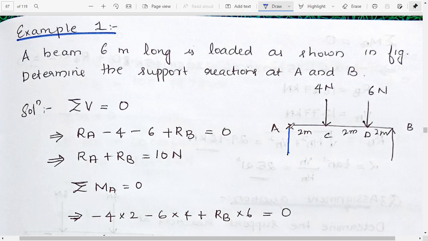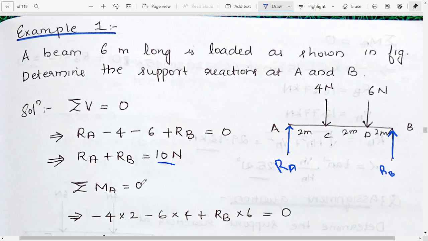So what we need to find here is that to hold this beam intact, there will be a reaction force. These are the reaction forces which are like this and this. Okay, and these are the forces which are applied on that beam. So if you are calculating the summation of vertical forces, let us consider this as RA and this as RB. So we'll have RA minus 4 minus 6 plus RB is equal to 0. From that we'll get RA plus RB is equal to 10 Newton.